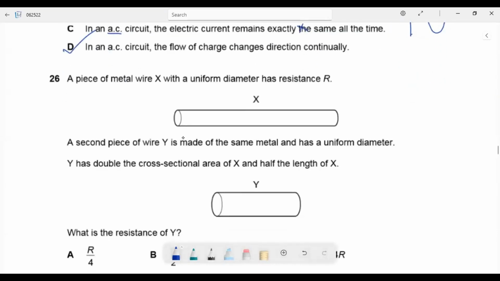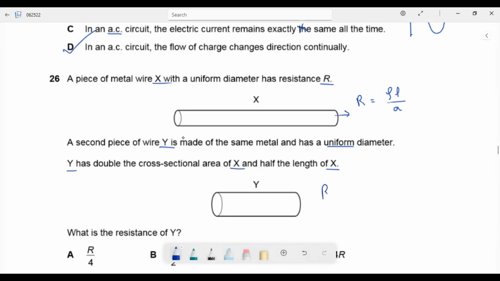A piece of metal wire X with uniform diameter. A second piece of wire Y is made of the same metal and has uniform diameter. Y has double the cross-sectional area of X and half the length of X. For this wire, the resistance can be written as rho L by A. So what will be the resistance of Y?